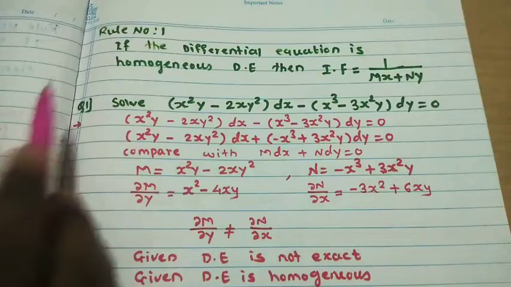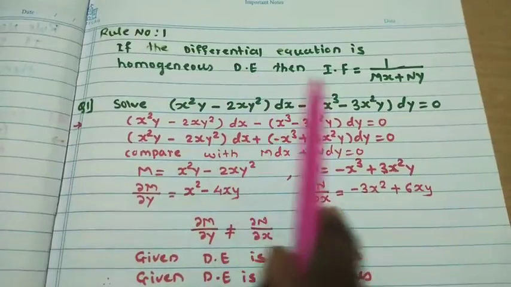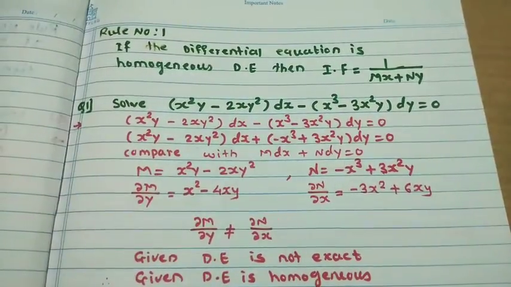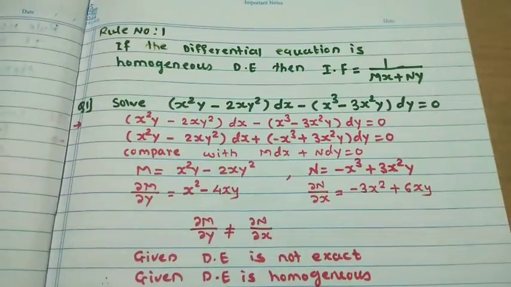Rule number 1 is: if the differential equation is a homogeneous differential equation, then the integrating factor is equal to 1 upon Mx plus Ny. We already know that a homogeneous differential equation means the degree of each term in the differential equation must be the same. Then we say that it is a homogeneous differential equation.